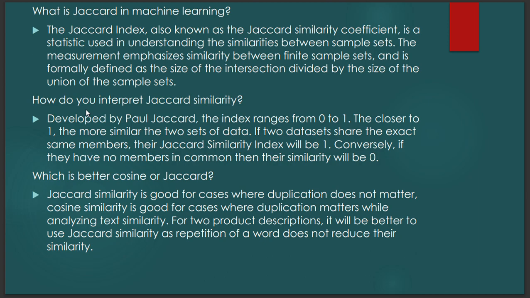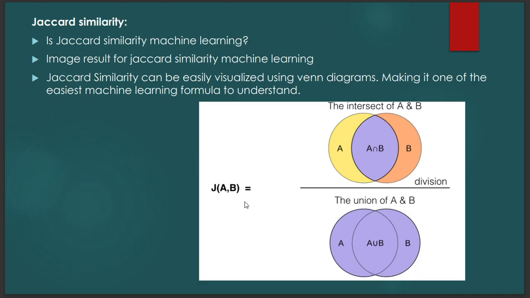How do you interpret Jaccard similarity? Developed by Paul Jaccard, the index ranges from 0 to 1. The closer to 1, the more similar the datasets. If the datasets are exactly the same, their Jaccard similarity index will be 1. Conversely, if they have nothing in common, their similarity will be 0. This way, we can calculate it with the previous formula, A intersection B over A union B.